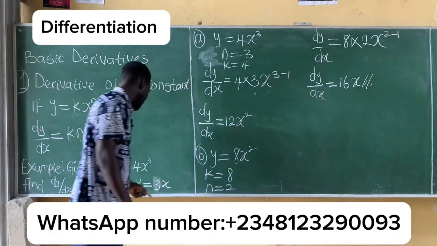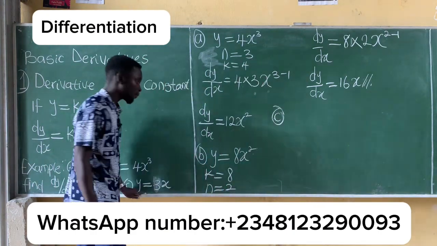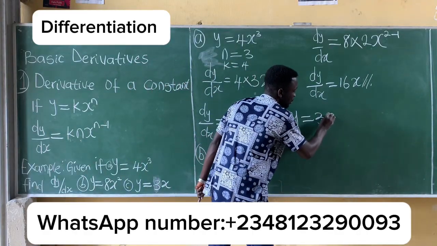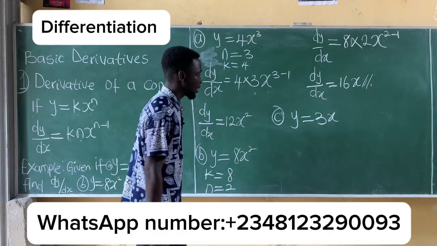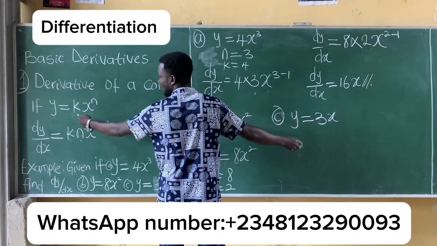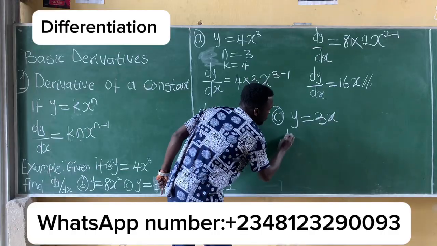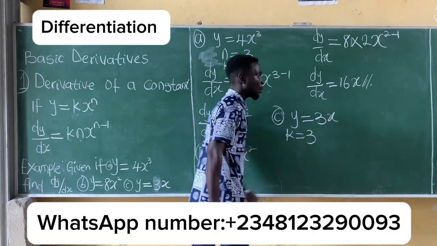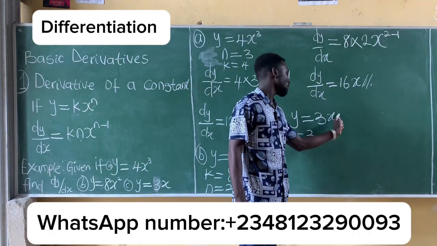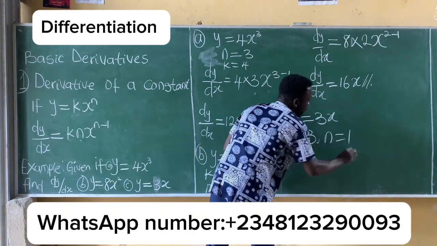Let's proceed to the c. C says that if y is equal to 3x, find dy/dx. From here now, what is our k? Our k is 3. The constant is the number that is before the x. So here, our k is equal to 3. Now where's the power of x here? Since there is no visible power, but x is here, it means that the power of x here is 1. So therefore, here n is equal to 1.